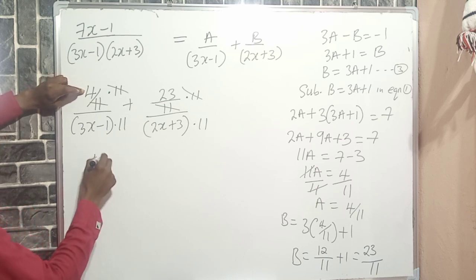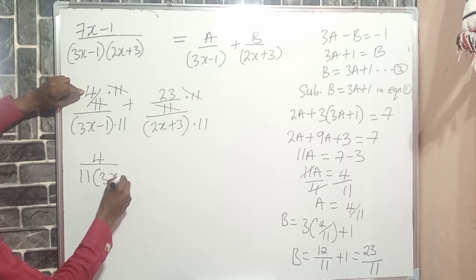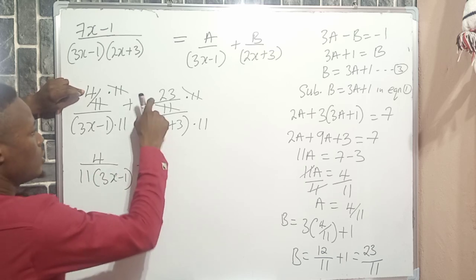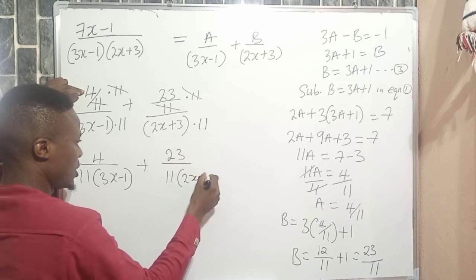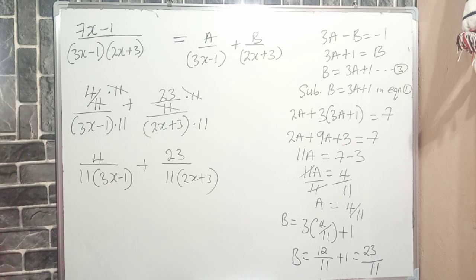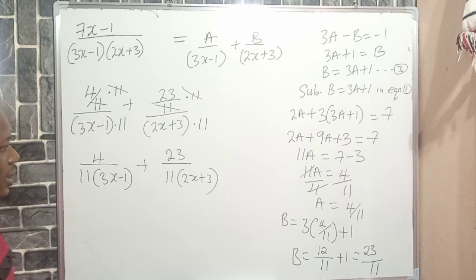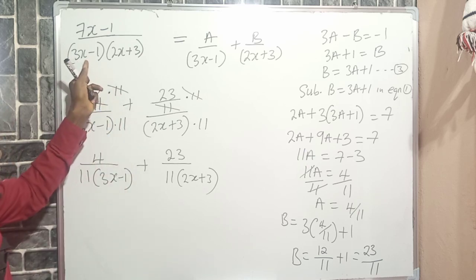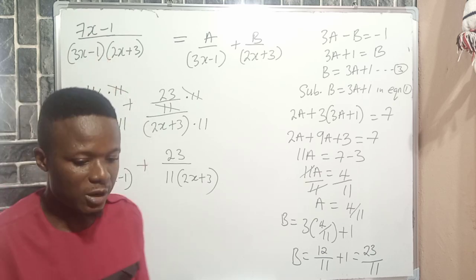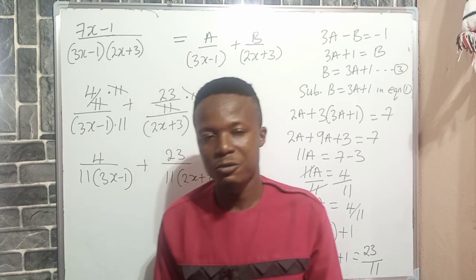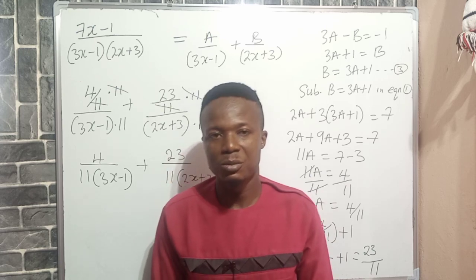So we have just a 4 over, I can make this come first, 11 into 3x minus 1, plus what is left here, 23 over 11 into 2x plus 3. And this is just the final answer. If you wish, you can open your bracket or you can factor out this particular 11. So this is the partial fraction of this particular fraction. They are equivalent to each other, just that we've split this into the two original fractions that make it up. The essence of partial fractions is that it is very, very helpful in integration. Okay, thank you so much and may God bless you for viewing.